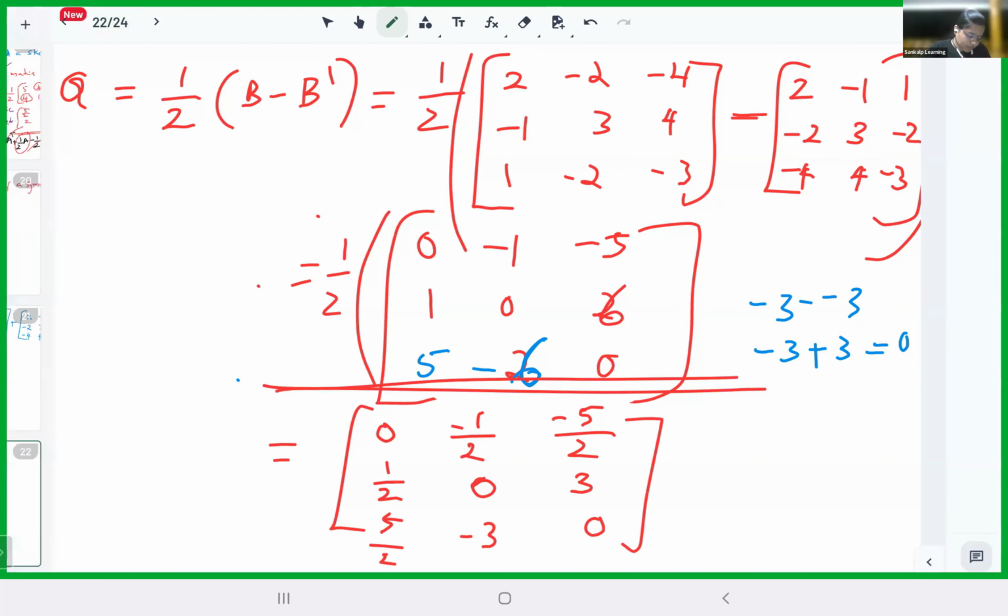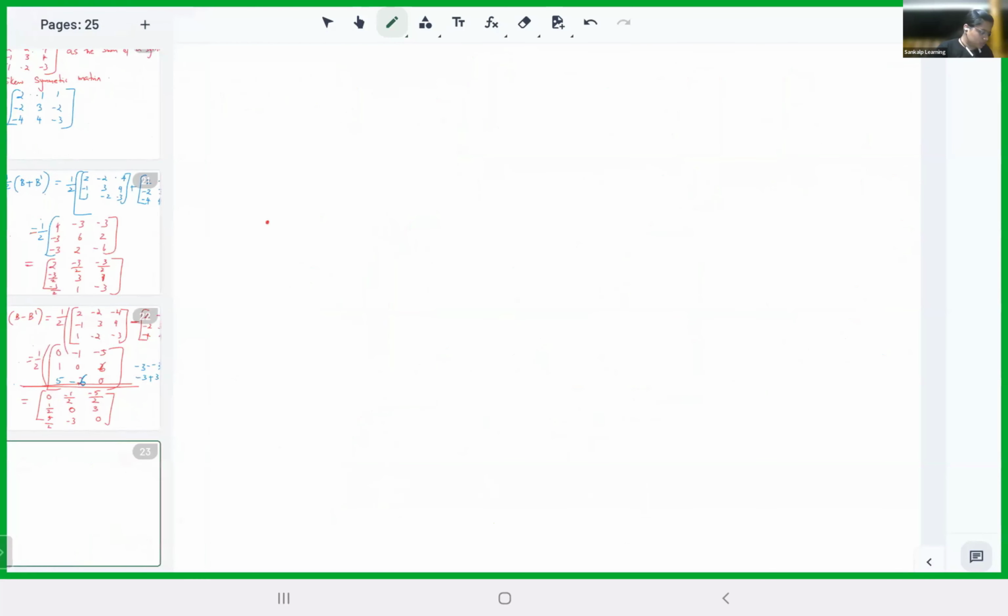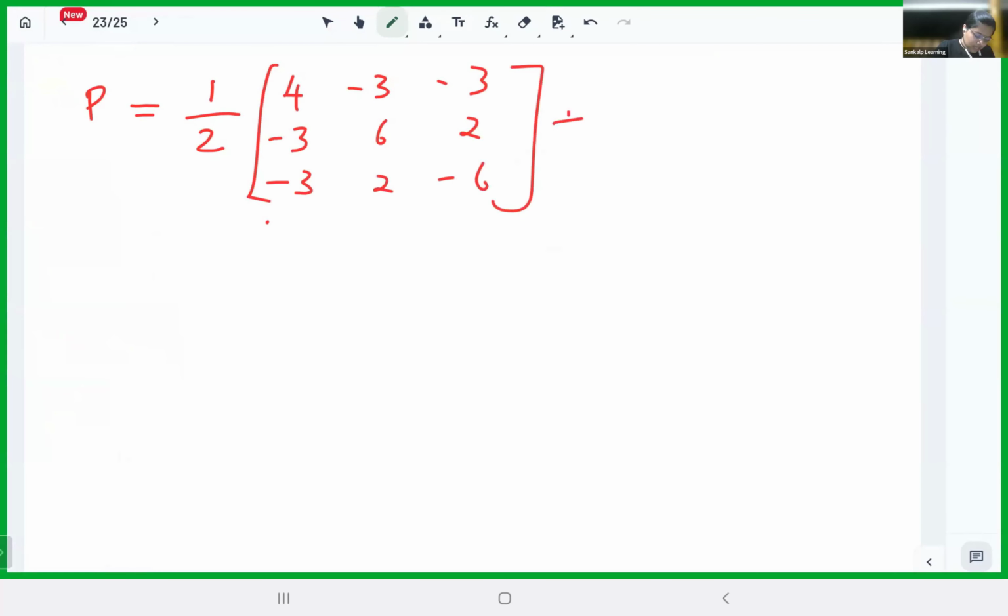Okay, so I'm taking the next page. So P was half of, I'm writing the step just above the answer. All right, that is half of 4, minus 3, then minus 3, 6, 2, minus 3, 2, minus 6, then plus half of 0, minus 1, minus 5, 1, 0, 6, then 5, minus 6, 0. Okay.